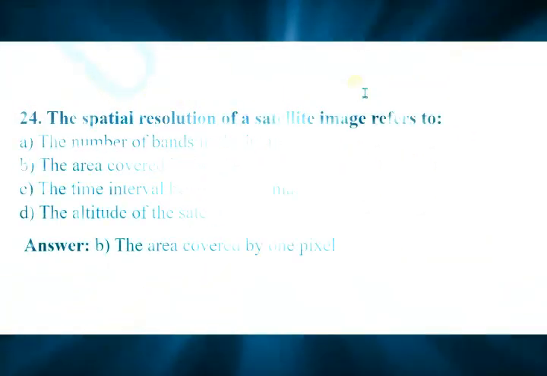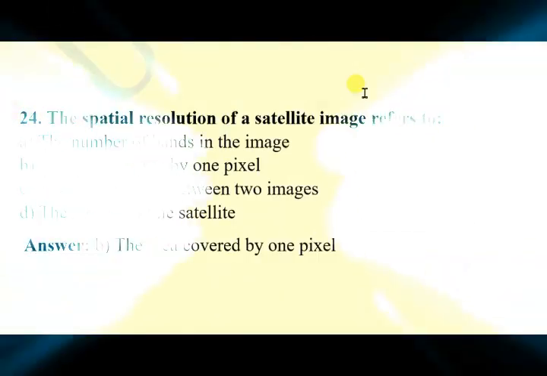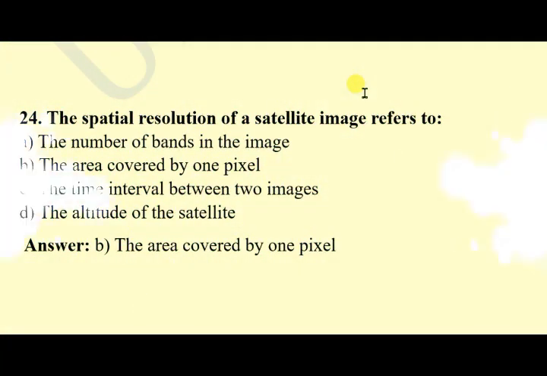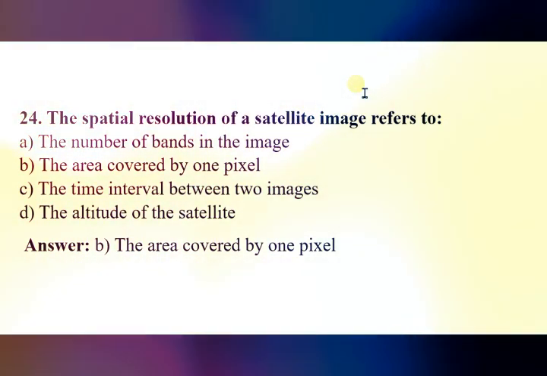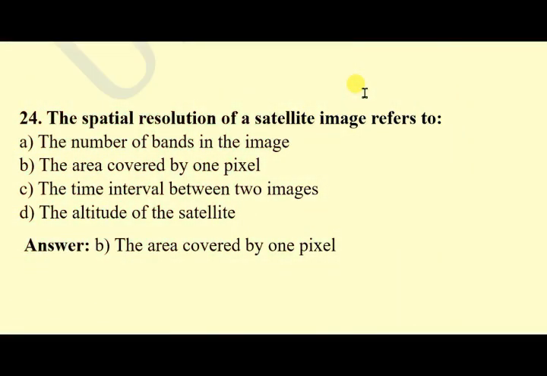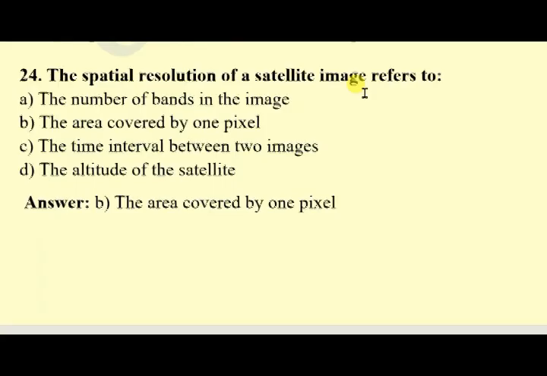Question 24. The spatial resolution of a satellite image refers to the number of bands in the image, the area covered by one pixel, the time interval between two images, the altitude of the satellite. Here the right answer will be the area covered by one pixel is the spatial resolution of a satellite image.